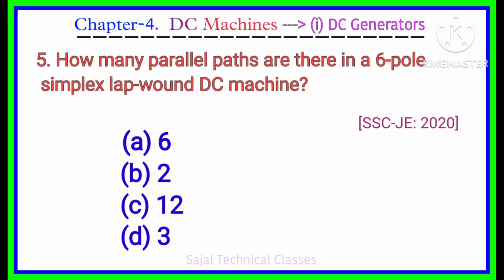Question number 5. How many parallel paths are there in a 6-pole simplex lap wound DC machine? Option A 6, option B 2, option C 12, and option D 3. Right answer option A 6.